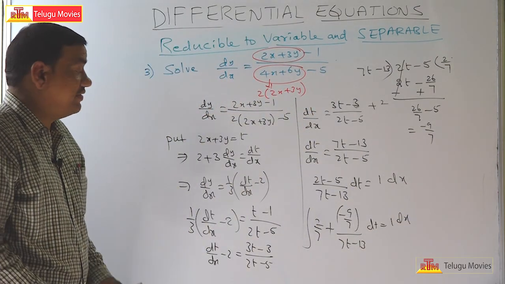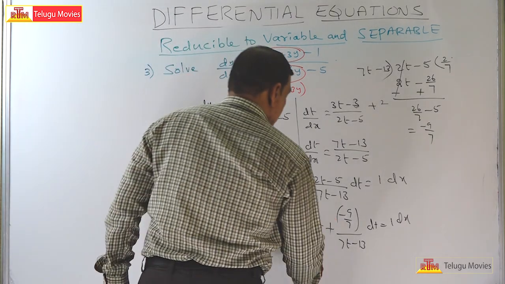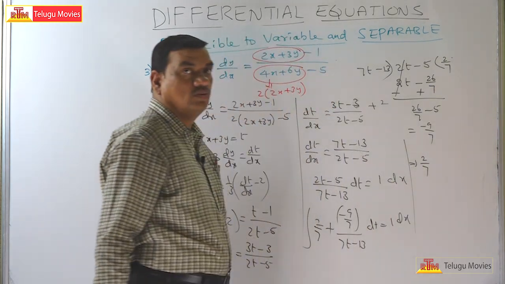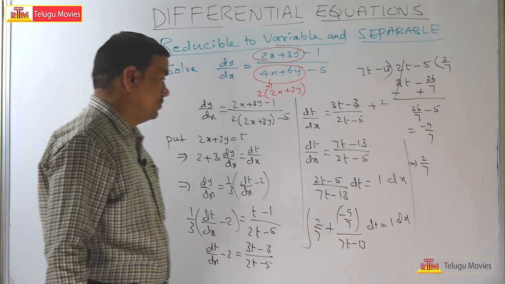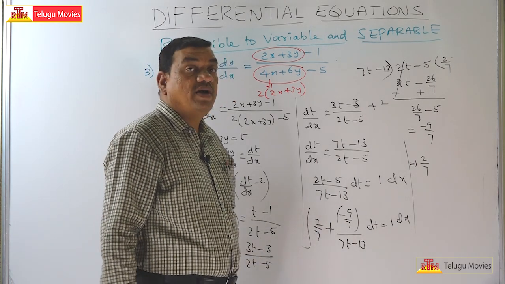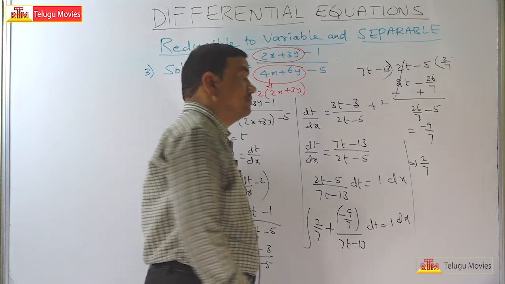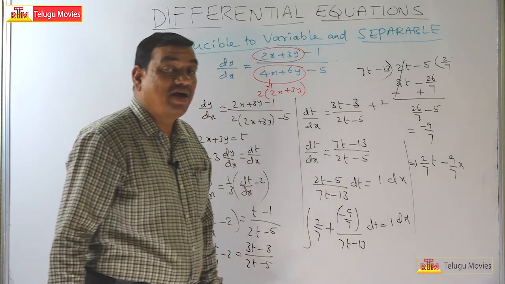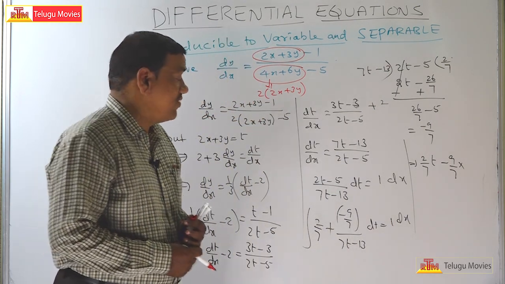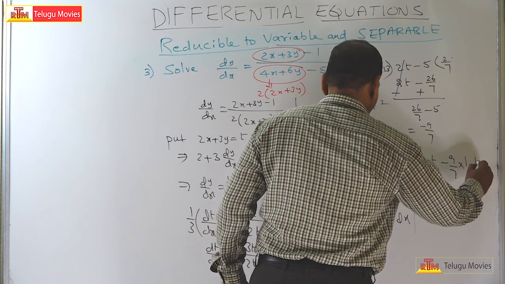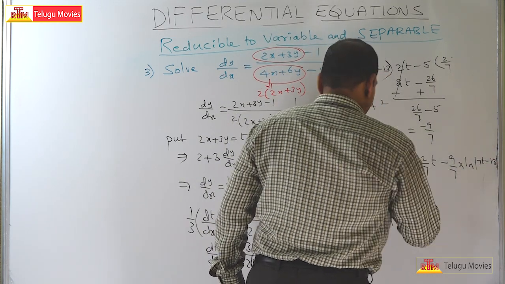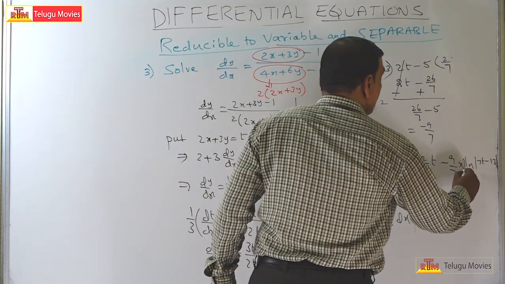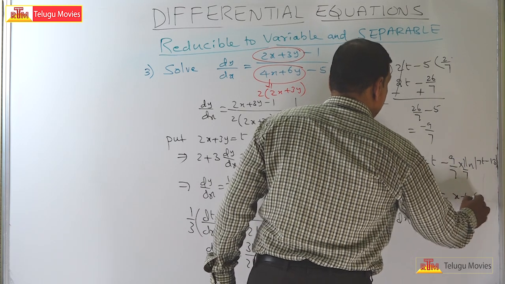Understand this? So very, very nice. Now separating this, this is equal to 2 by 7 t, minus 9 by 7 into ln of modulus of 7t minus 13, but here the numerator should have 7, which is not there. That is why in the denominator we will put by 7. So this is equal to x plus c.